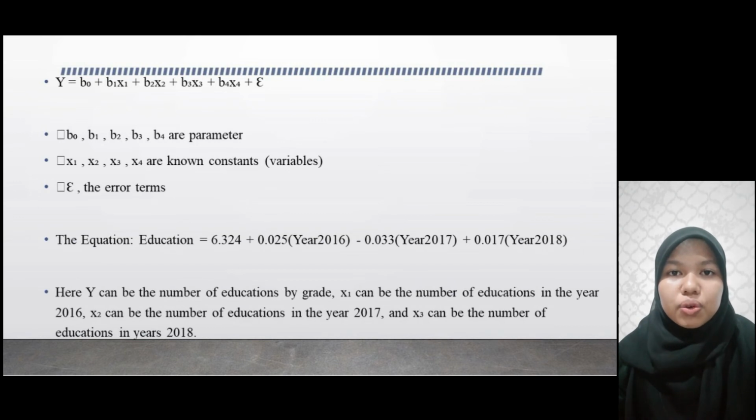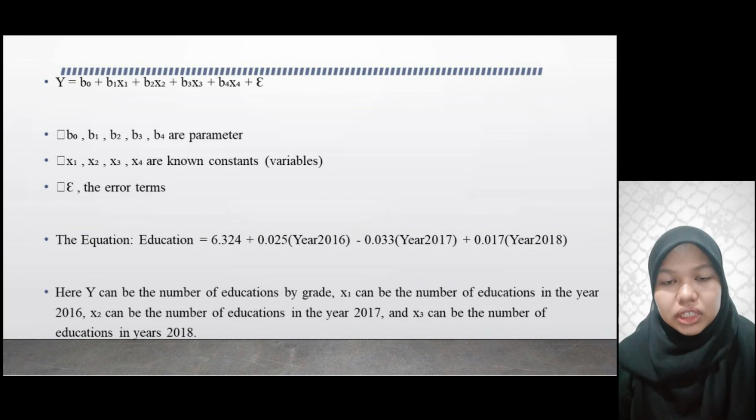So Y equals b null plus b1x1 plus b2x2 plus b3x3 plus b4x4 plus error. So as we know, b null, b1, b2, b3 and b4 are parameters. For x1, x2, x3 and x4 are known as variables. And last, the error term.